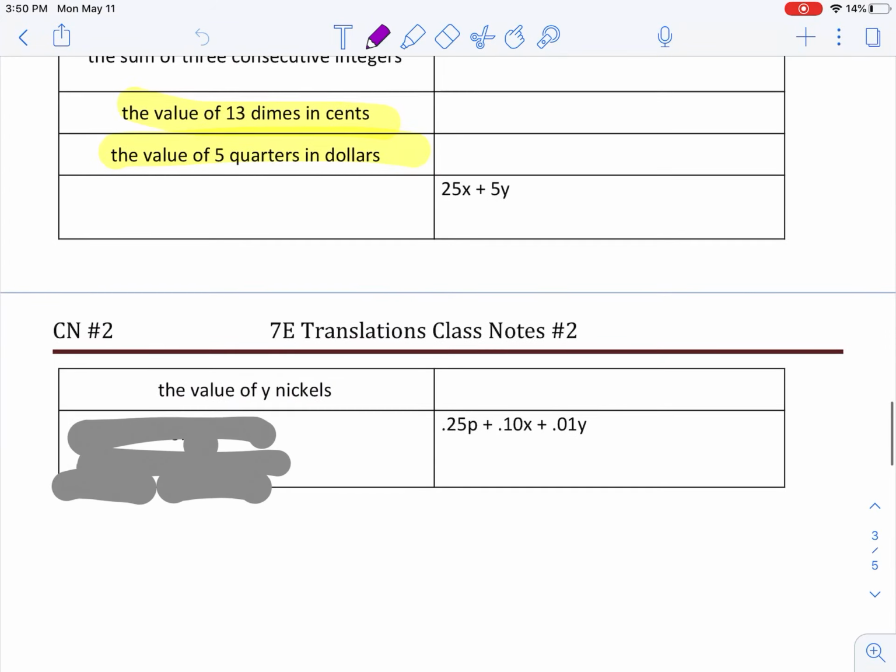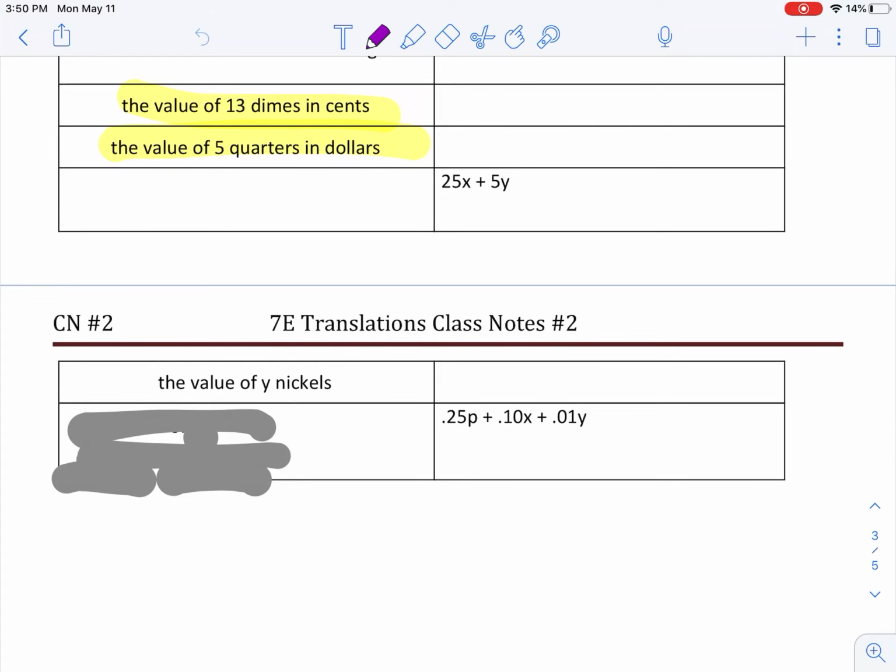So the value of 13 dimes in cents, so that'll be 13 times 10 cents, so that'll be 130 cents. Oops, cents. Okay, the value of 5 quarters in dollars, so I need to represent that as dollars. So that's 25 times 5, but it's 1.25. So really it's 0.25 times 5.